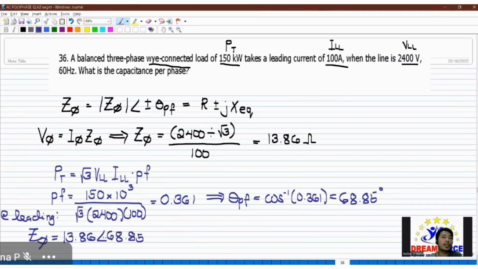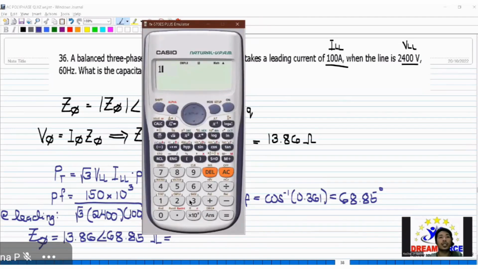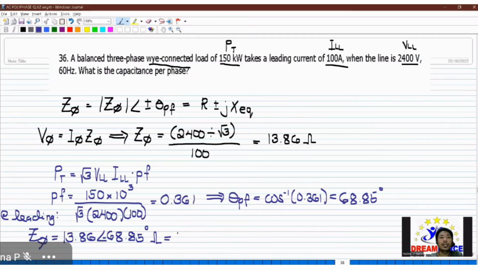Sorry, negative pala dapat. Baliktad. Okay, negative kasi parehas si sign ng S tsaka ni Z. Anyway, wala namang effect sa solving natin, pero syempre dapat proper. Okay, so para makuha si XC, i-transform po natin yan sa kanyang polar equivalent. So 13.86 with angle negative, transform natin into rectangular. So we have your 5 minus J of 12.93 ohms. Okay, so ito na po yung value ni XC natin.